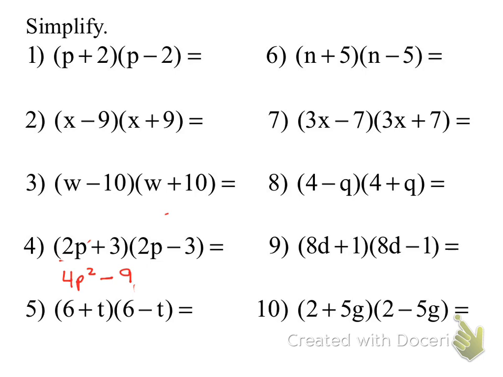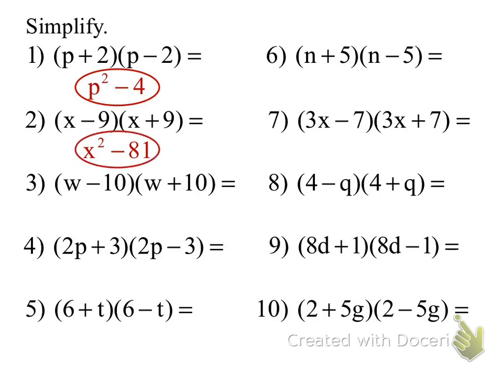From 4 or so. Let's start with Harrison. Hold on, let me get caught up. So number 1 was p squared minus 4. Number 2, go Harrison. Number 2 was x squared minus 81. Yep. Next one, number 3, Daisy. W squared minus 100. Good. I did number 4, which was 4p squared minus 9. And then go Max.